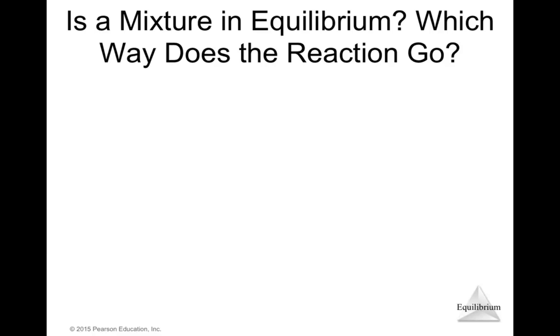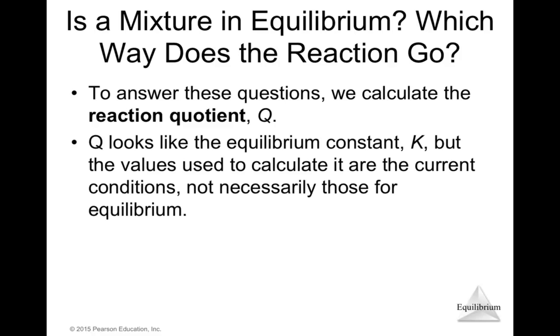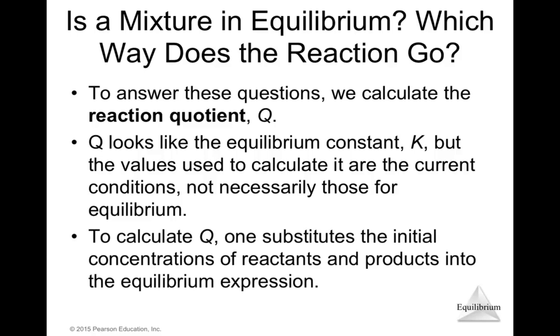So we have another quotient that is called the reaction quotient, that is Q. When we calculate Q, Q will let us know if we are in equilibrium or not. Q looks like the equilibrium constant K, but the values used to calculate it are the current conditions, not necessarily those for equilibrium. To calculate Q, one substitutes the initial concentrations of reactants and products into the equilibrium expression, and once you have Q, you compare that value of Q with the equilibrium constant.